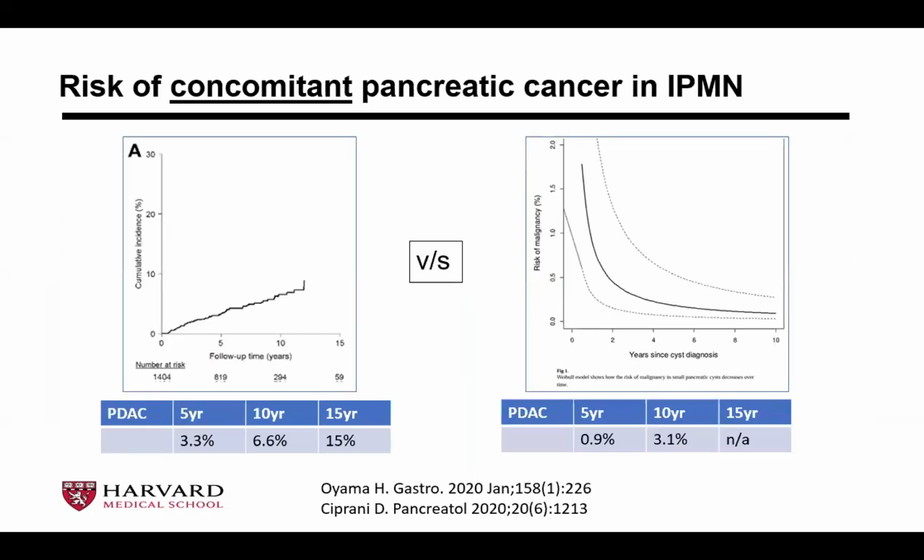The third point I want to bring up, and this is controversial, is that in patients with IPMN, is the risk of pancreatic cancer simply limited to the cyst, or is the rest of the pancreas also at risk of developing pancreatic cancer? So we have some studies, and these are mostly out of Japan, that suggest that even patients with small IPMNs, if you follow them long enough, will have a higher risk of pancreatic cancer.